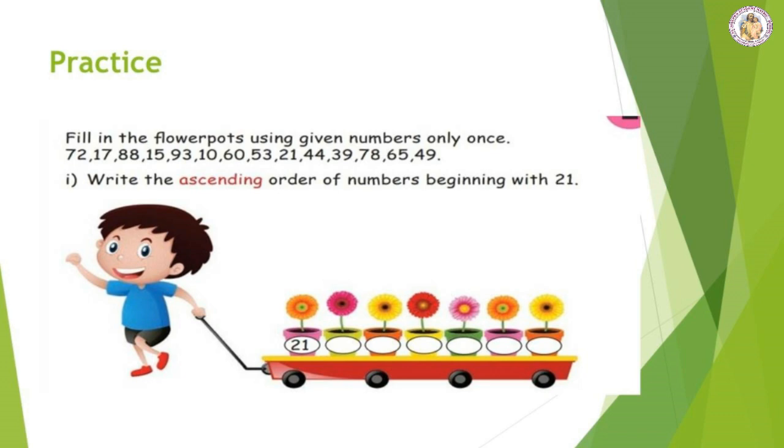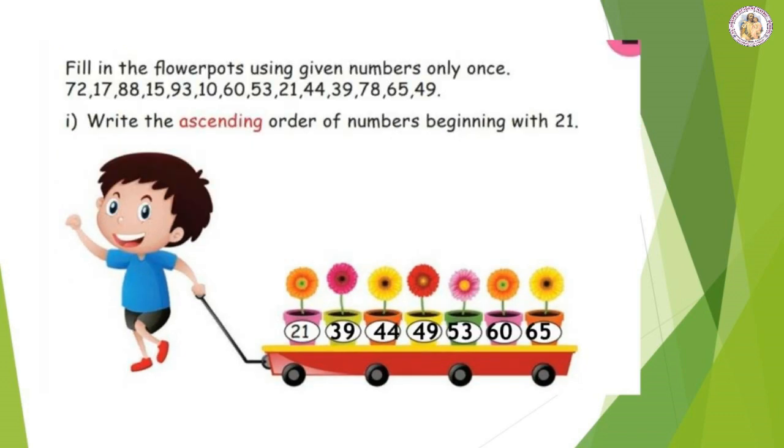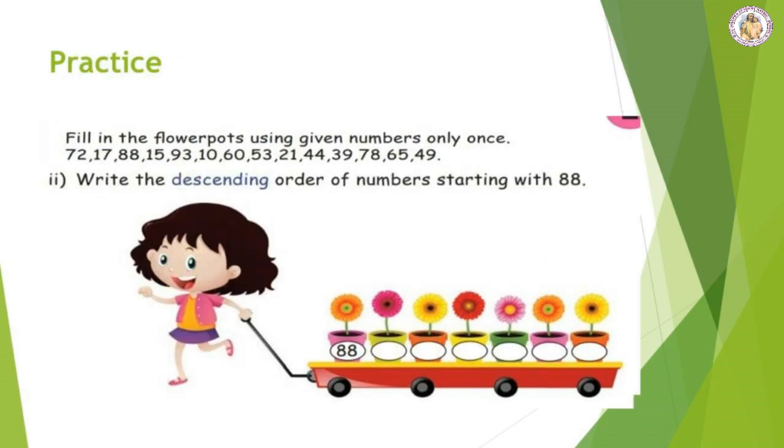Write the ascending order of numbers beginning with 21. It is very easy. They have given that the smallest number is 21, so you need not look at the numbers before it. You have to start from 21. Seeing the number next to 21, which is the next bigger number, that is 39, 44, 49, 53, 60 and 65.